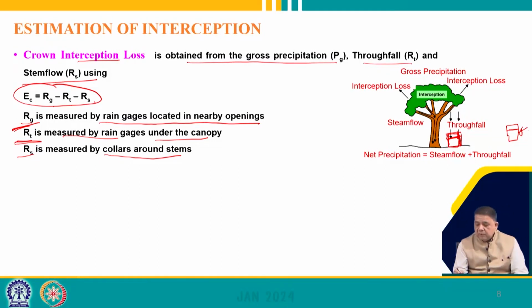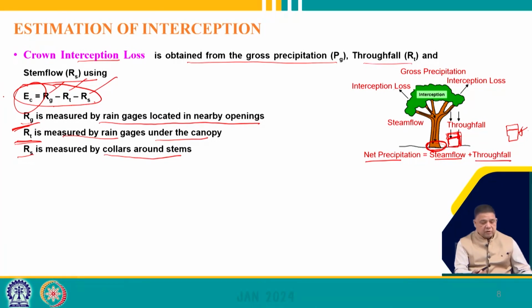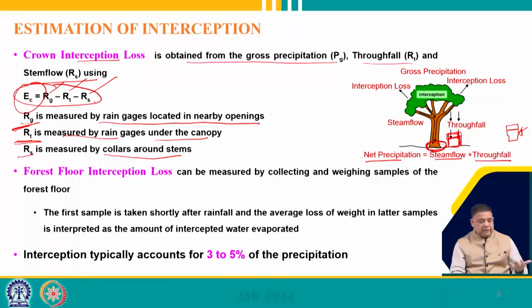And then, in order to find out stem flow, which is basically the water trickling through the stem and reaching the ground surface, we put some kind of collar around the stem and collect the water for a significant portion of time, so obviously we can find out how much there is. Net precipitation is stem flow plus throughfall, which is basically what is added to the ground surface. So, by knowing RG, RT and RS, we can calculate the crown interception loss. So, very easy to obtain after experimentation.